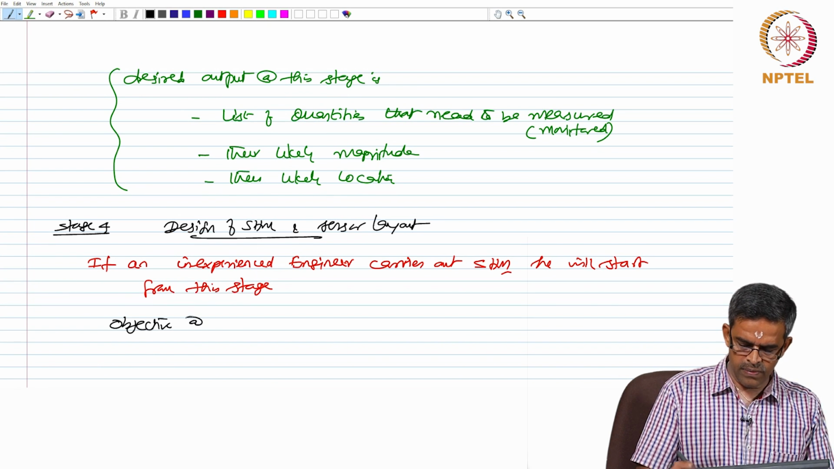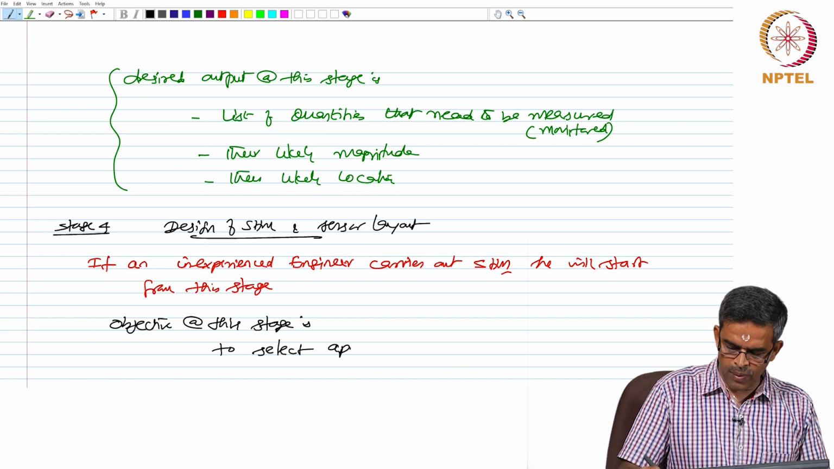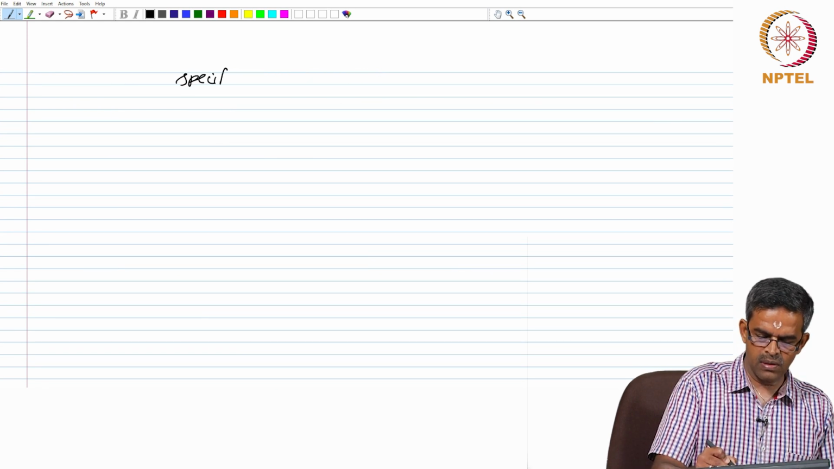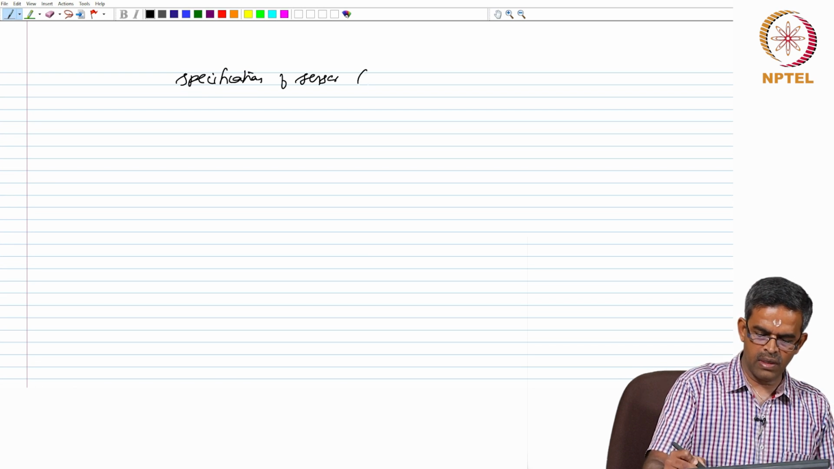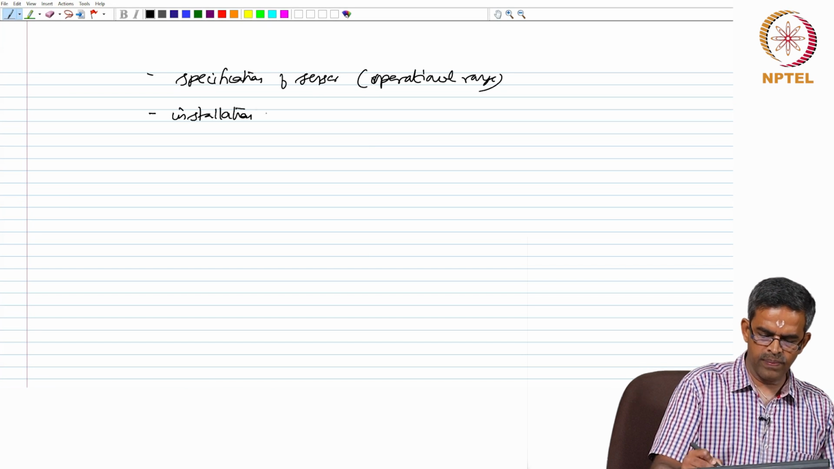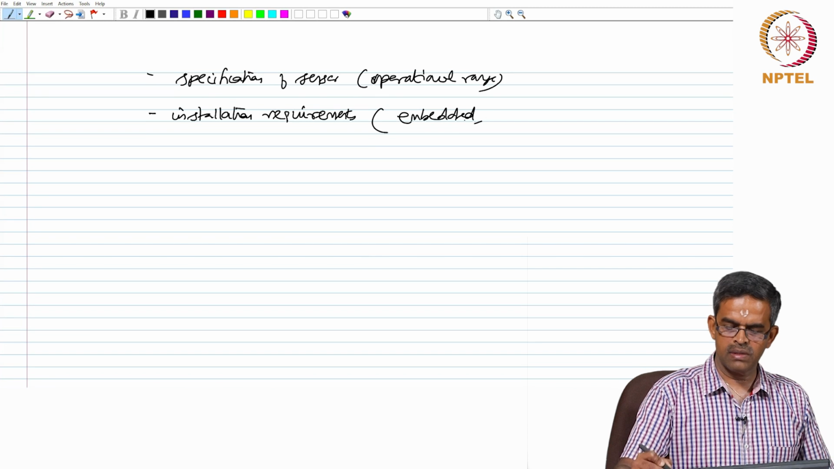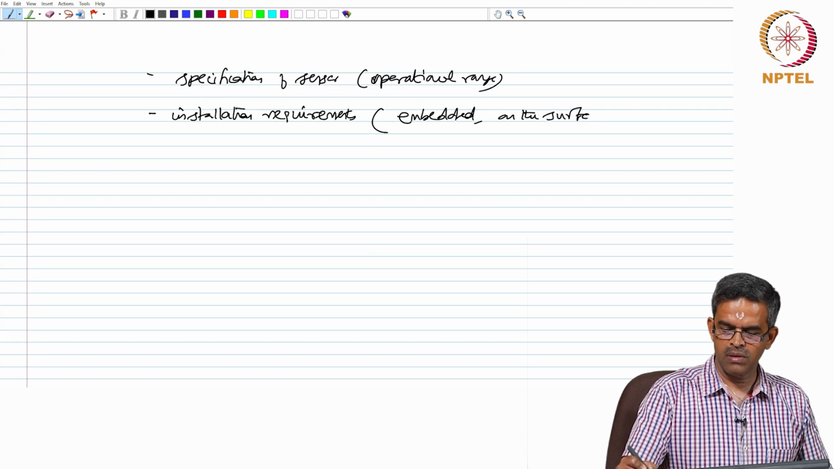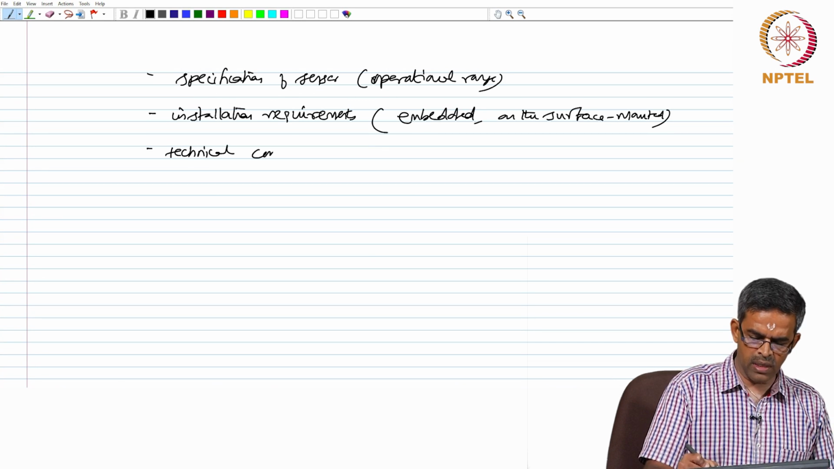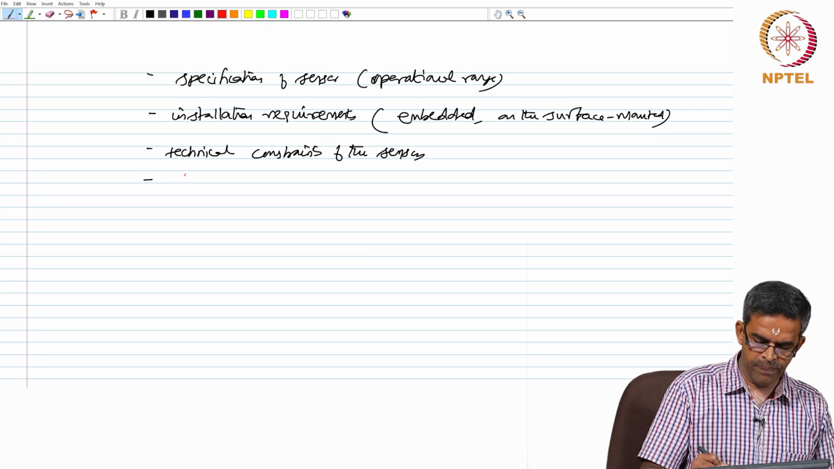The objective at this stage is to select the appropriate type of sensor, specifications of the sensor, that is operational range, installation requirements of the sensor, some sensors can be embedded, some can be surface mounted, etc. Technical constraints of the sensors, and most importantly the budget constraints.